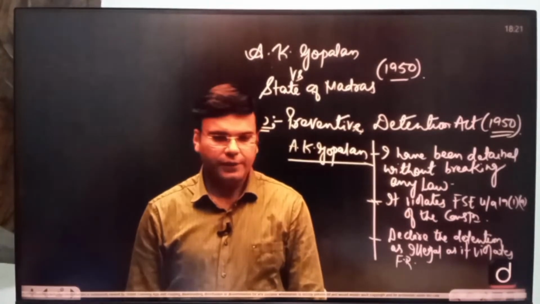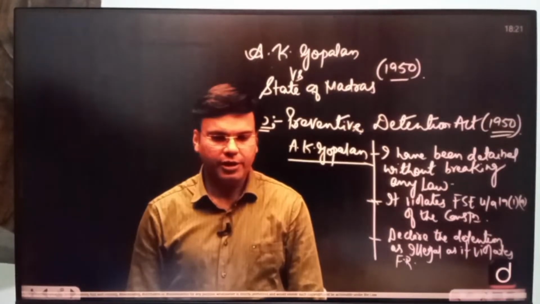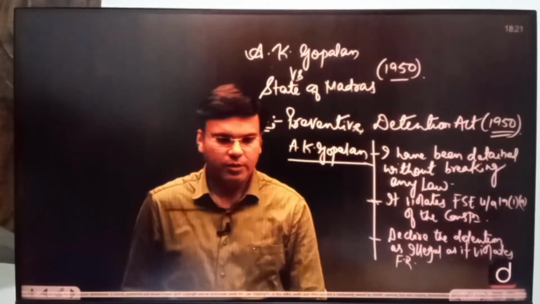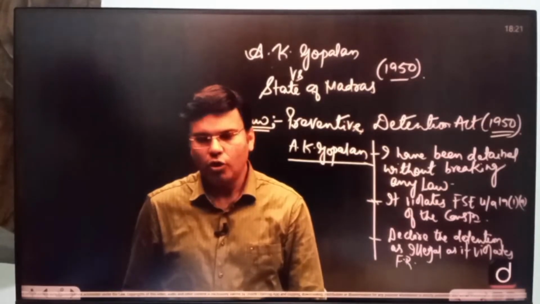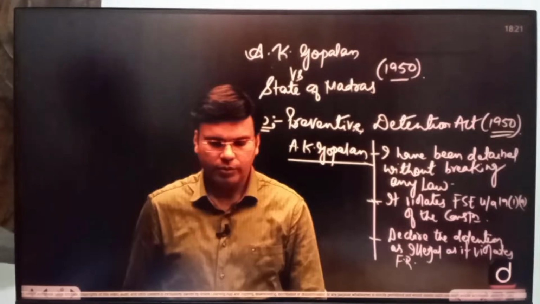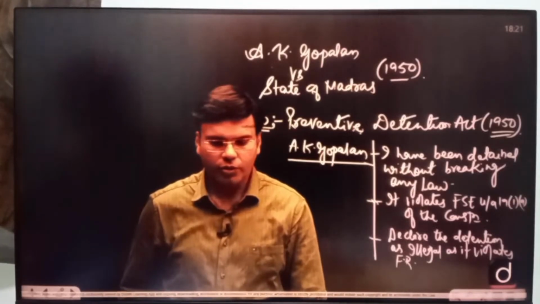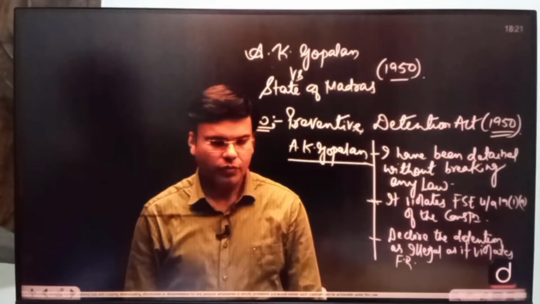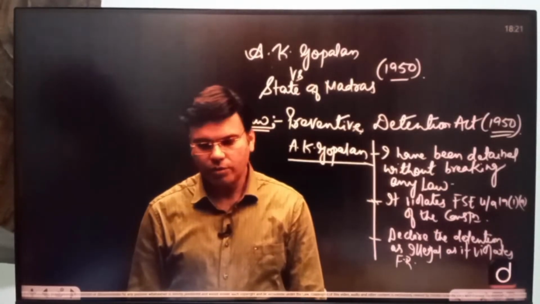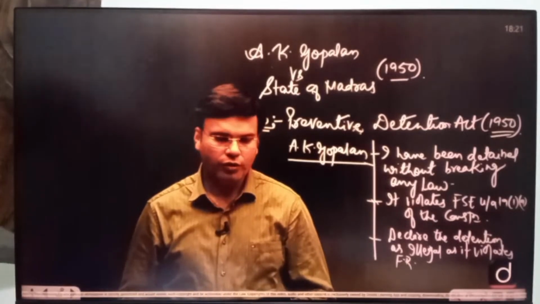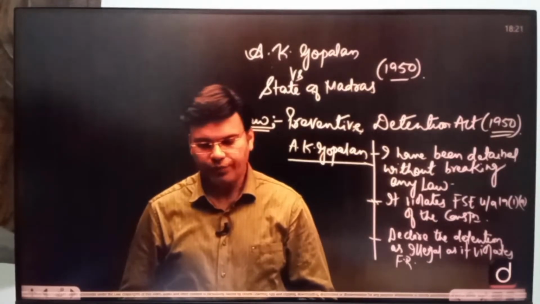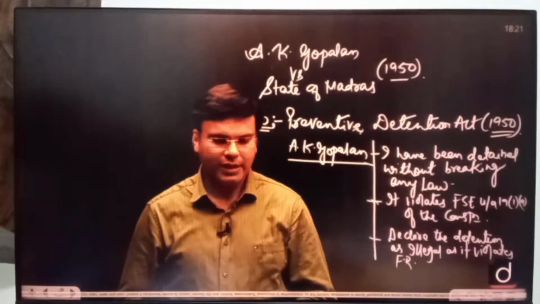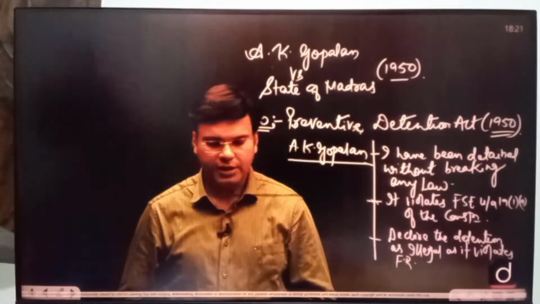Next point, further, rights under Article 19 clause 1 sub-clause (a) were available only to a free man, and not to one who is detained.